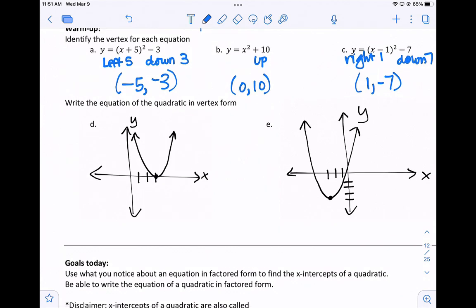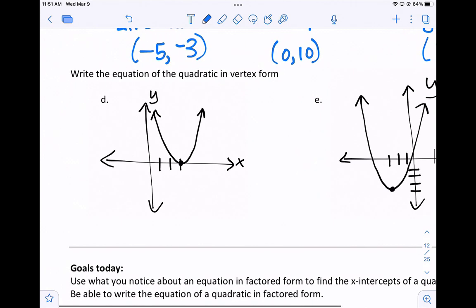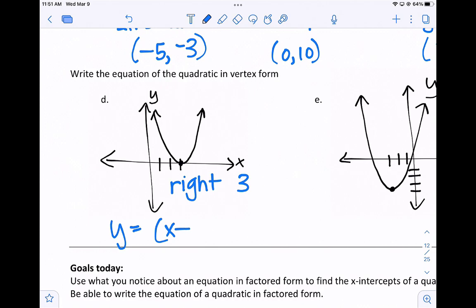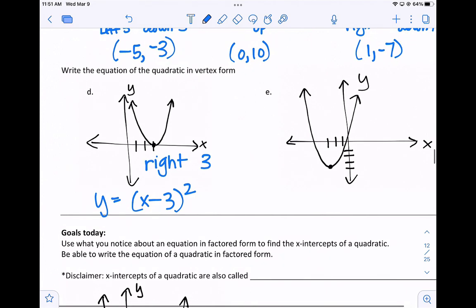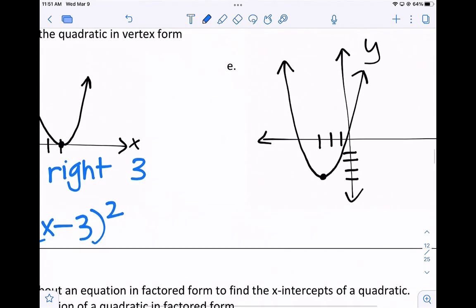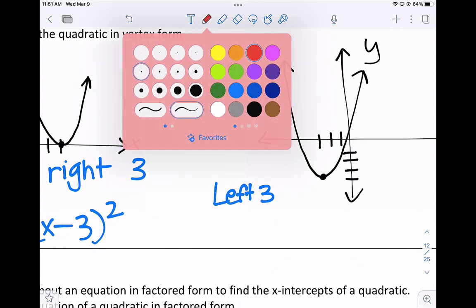Can you write the equation of the quadratic in vertex form? So this one just goes to the right 3. So it would be y = (x − 3)², and it doesn't go up or down. So you can put plus 0, but you don't need it there. This graph goes left 3, down 4.